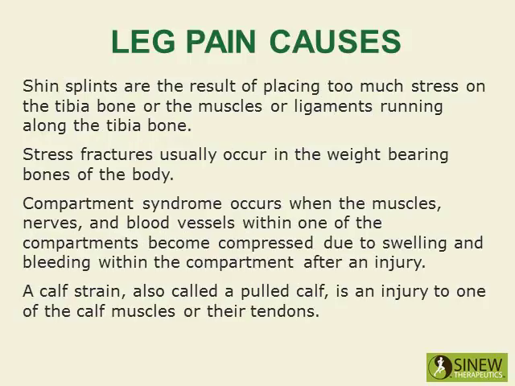Shin splints are the result of placing too much stress on the tibia bone or the muscles or ligaments running along the tibia bone. Stress fractures usually occur in the weight-bearing bones of the body. Compartment syndrome occurs when the muscles, nerves, and blood vessels within one of the compartments become compressed due to swelling and bleeding within the compartment after an injury. A calf strain, also called a pulled calf, is an injury to one of the calf muscles or their tendons.